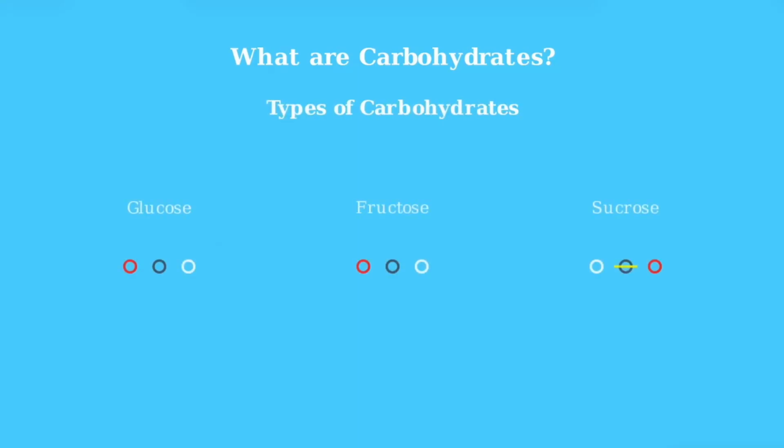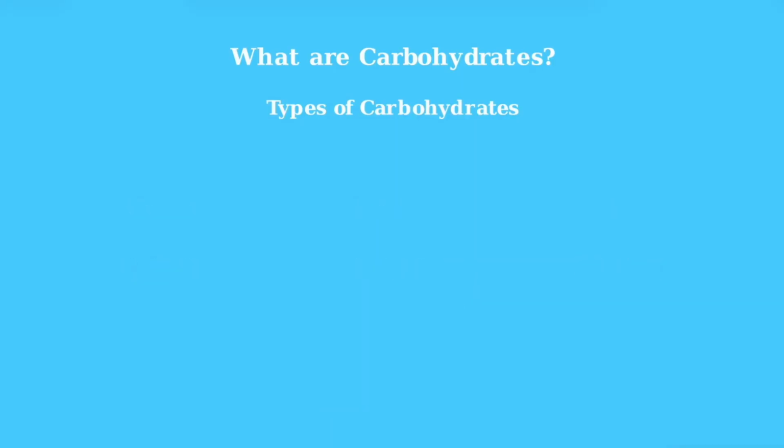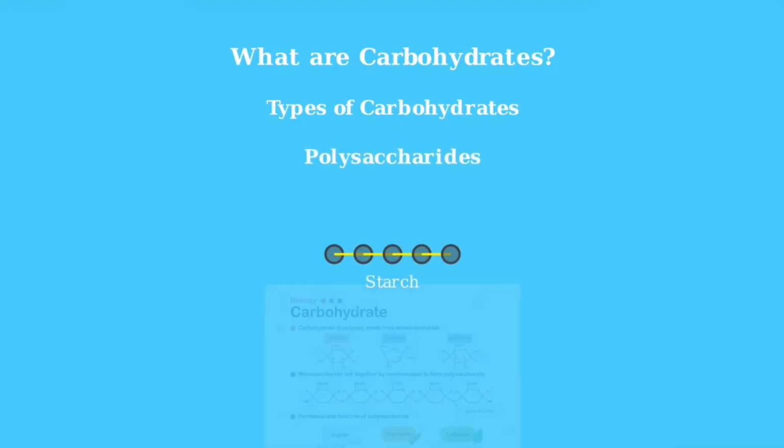Carbohydrates come in different types. Simple ones are monosaccharides, like glucose and fructose. Disaccharides link two sugars, such as sucrose from table sugar. Complex ones are polysaccharides, like starch and cellulose. Polysaccharides are chains of many sugars. Starch stores energy in plants, glycogen does the same in animals, and cellulose provides structure.